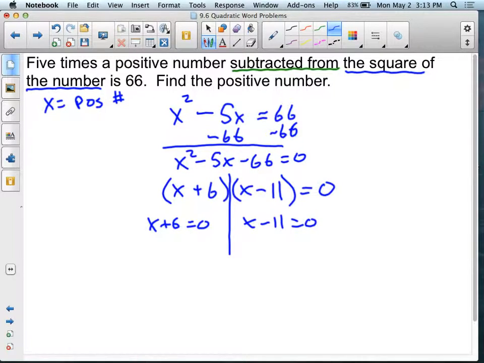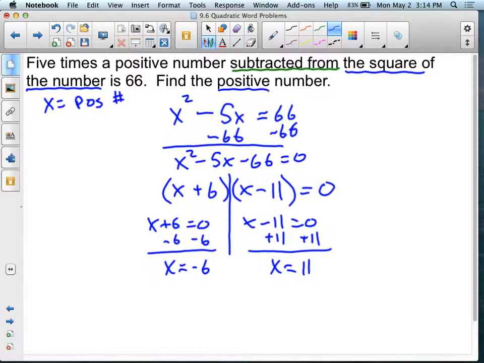When multiplying two things together and their product is 0, one of them has to be 0. So if I solve these equations, one of my answers is negative 6. The other answer is positive 11. Now notice in this case, I got two answers, but my question says to find the positive number. So my negative solution, even though it's an answer to the equation, it's not really the answer to the problem. So I'm going to take this extra answer and reject it. I'm just going to cross it out. Although it's a solution to my equation, it's not an answer to the problem. So what's my positive number? My positive number is 11.